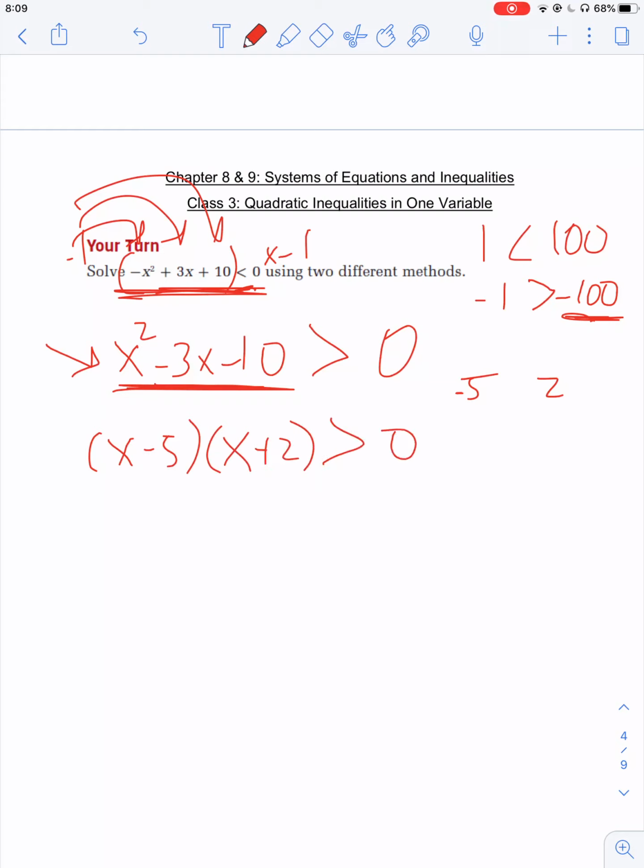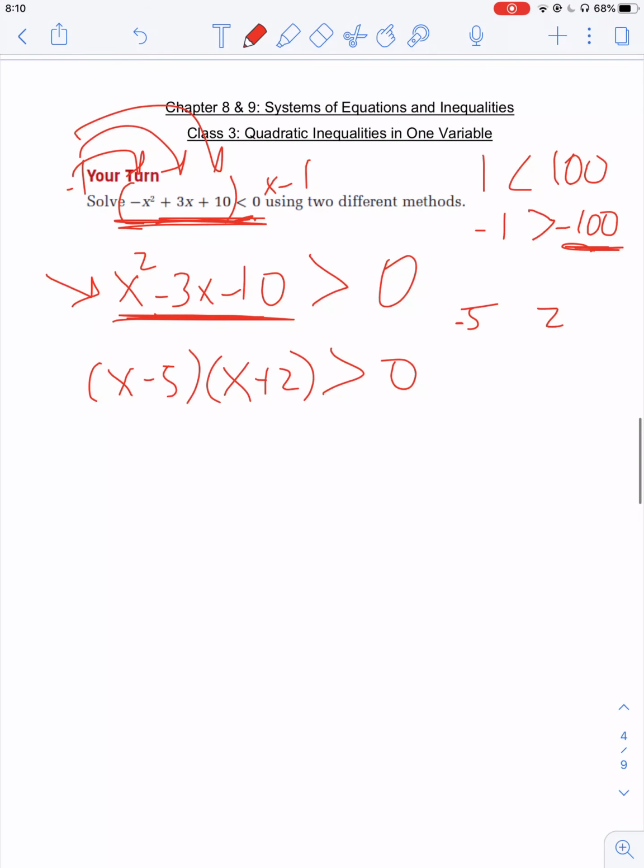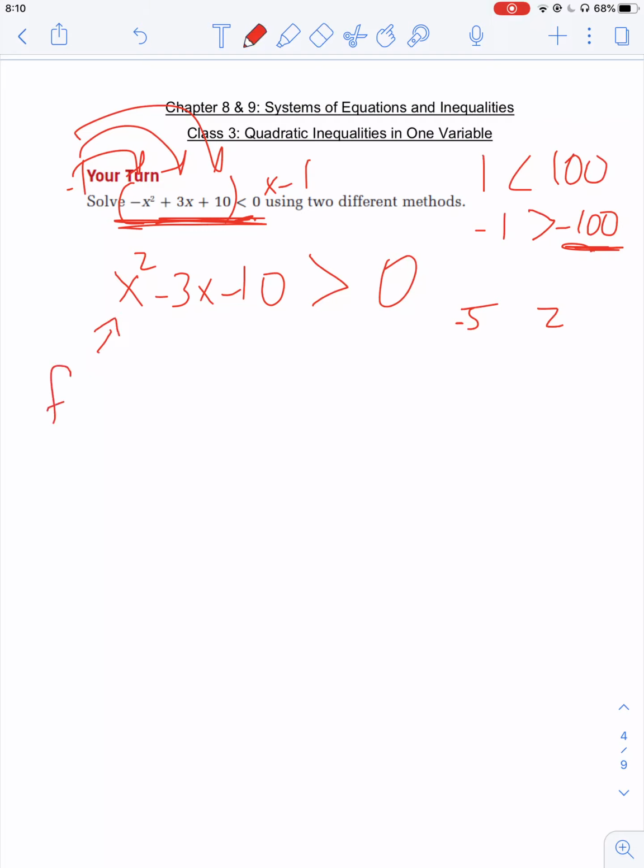Okay, so this is the question that I have to answer. But you know what? I'm going to erase this because I don't want you to make any mistakes. So what I want you to do is change this to f of x equals x squared minus 3x minus 10. And then instead of answering this question, answer this question instead.